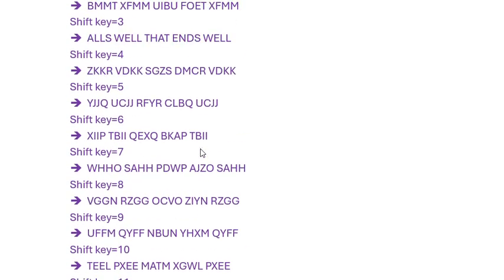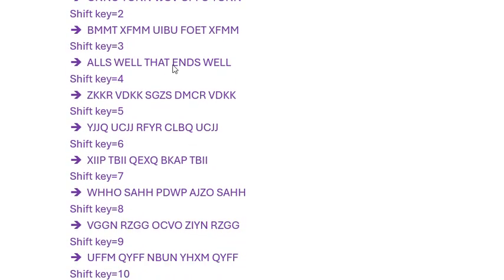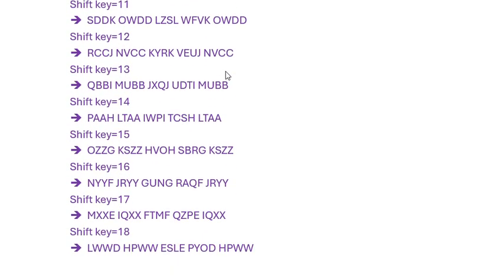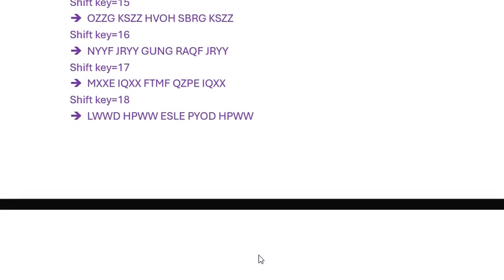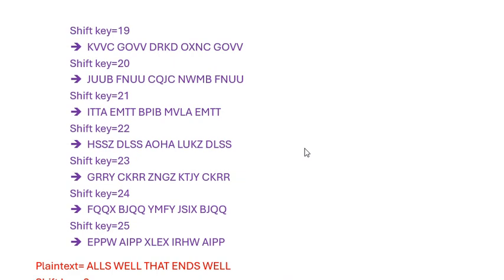So till now the only meaningful text we have found is that shift key is equal to 3, which is all's well that ends well. But we will brute force every possible combination. So you can see here shift key 18 is also giving us this. And then shift keys 19, 20, 21, 22, 23, 24 and 25 are giving us these as the decrypted text, which is not meaningful at all, right?